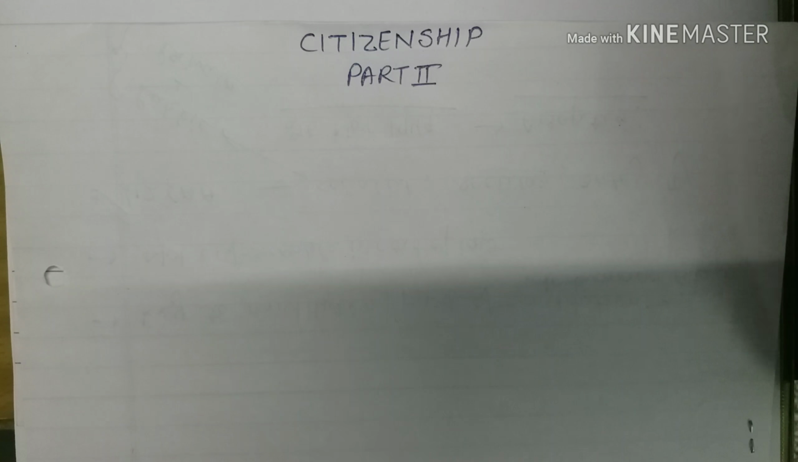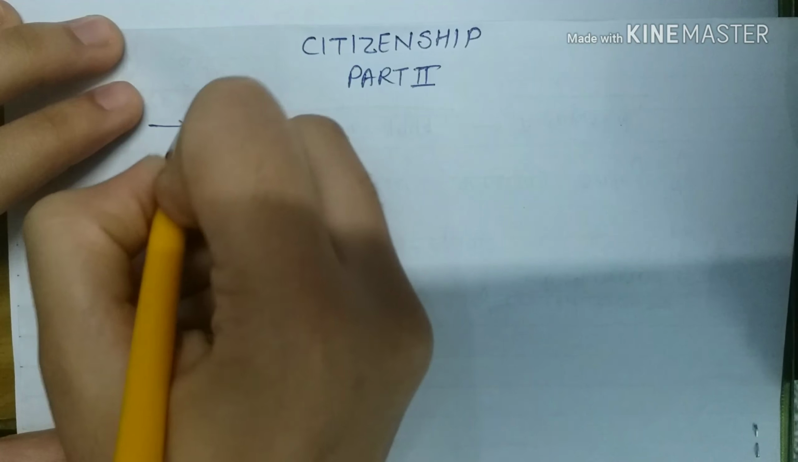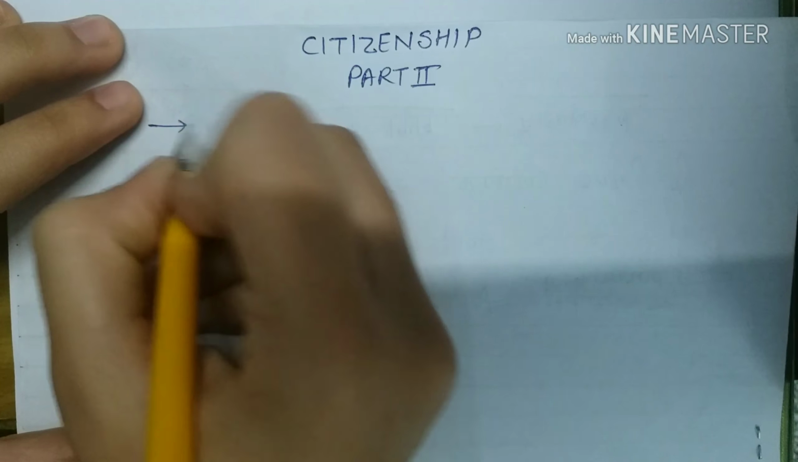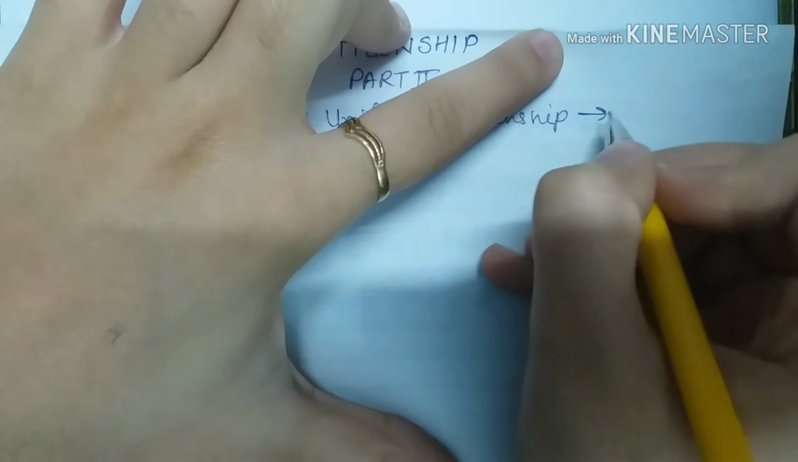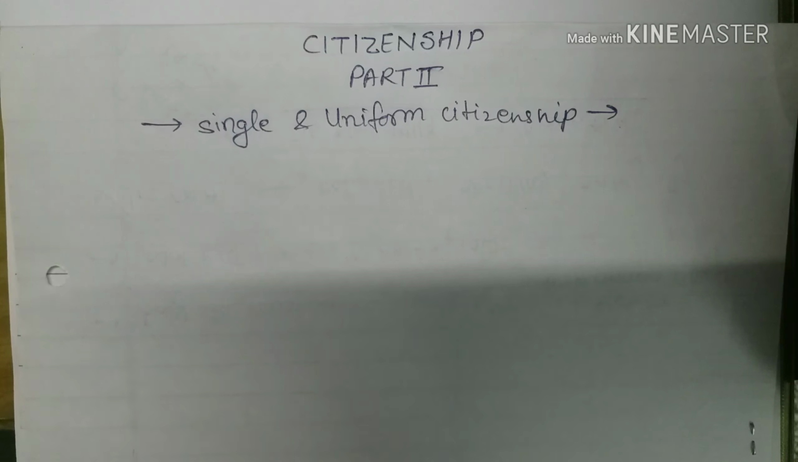Hello friends, today we are going to study part 2 of the Indian Constitution, which is about citizenship. Part 2 is about citizenship, and there is single and uniform citizenship for the whole of India. So there is only single and uniform citizenship, and there is no dual citizenship like that of the US, etc.